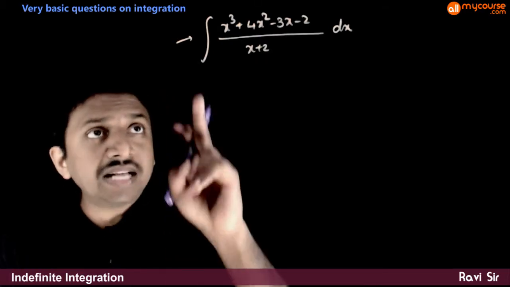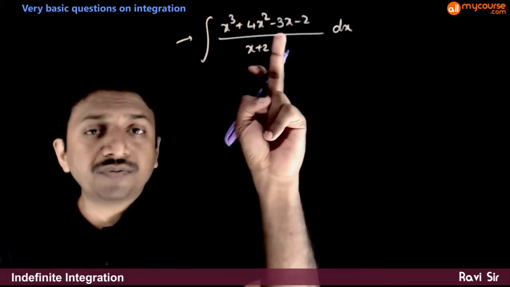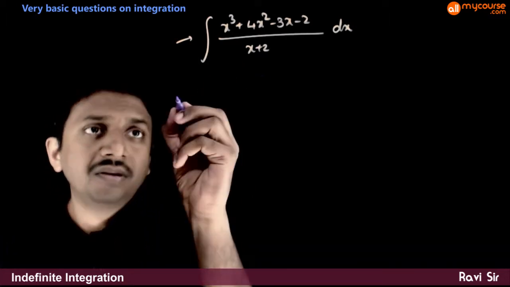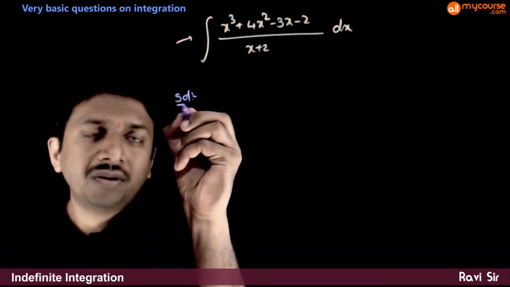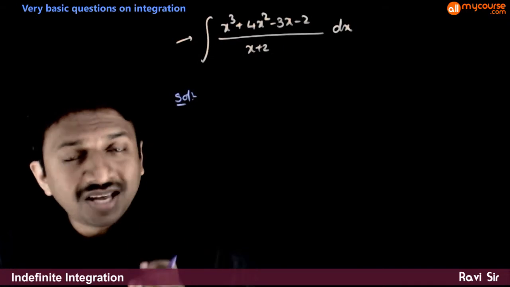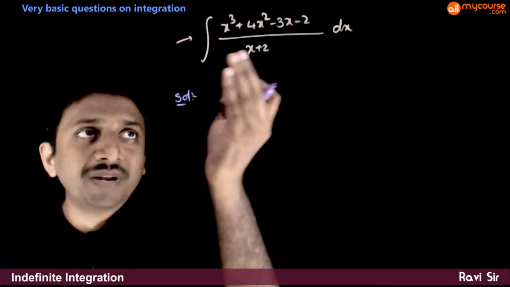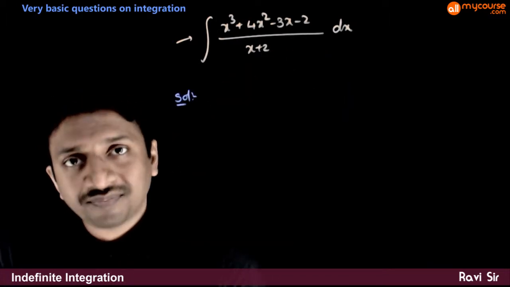Next, you are asked to integrate (x cube plus 4x square minus 3x minus 2) by (x plus 2). So this is also a rational function. But this time the problem is that I cannot just distribute x plus 2 to each and every term.